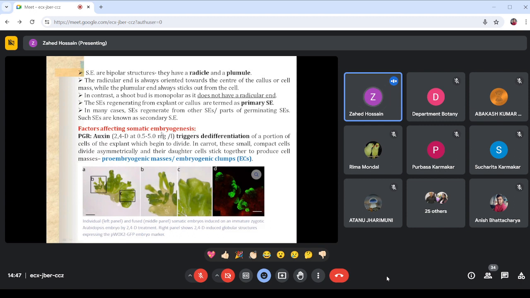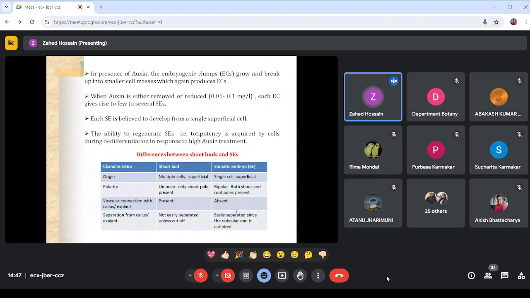Okay. So to induce the somatic embryo, usually a very high dose of auxin, particularly 2,4-D, is applied to the media, which triggers this de-differentiation process. But there are certain differences between the somatic embryo and the shoot bud, because the shoot bud is basically a monopolar structure. So I have incorporated one table just to differentiate between shoot bud and somatic embryo.